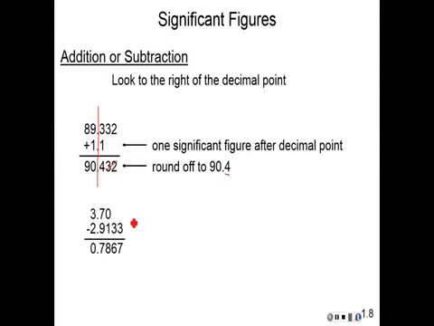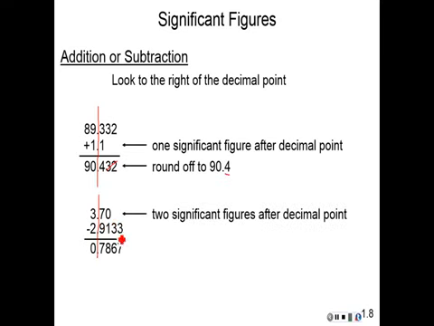Now here's one for you to try. Maybe you want to stop and write down what you think this number should be rounded off to. Again, if we draw a line through this like that, you notice we have 2 digits to the right of the decimal point. Here we have 4. Our answer then can only have 2. We get our 0.79.